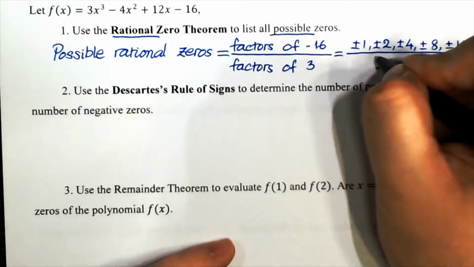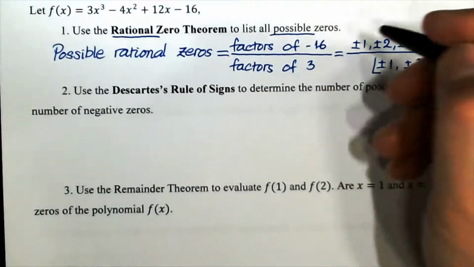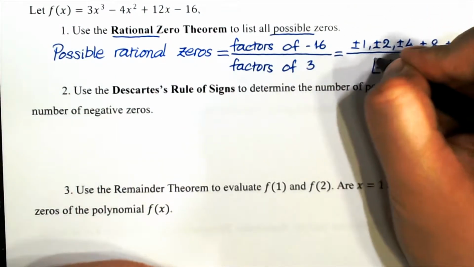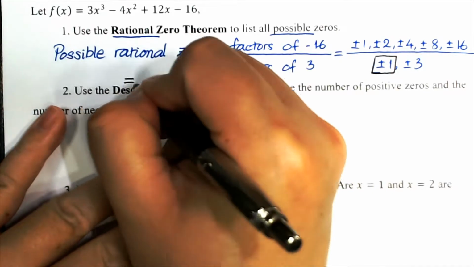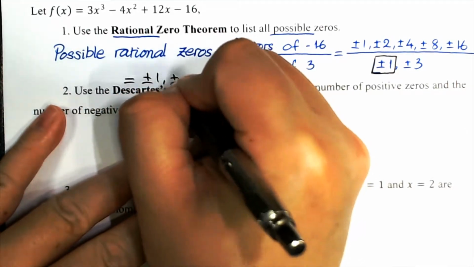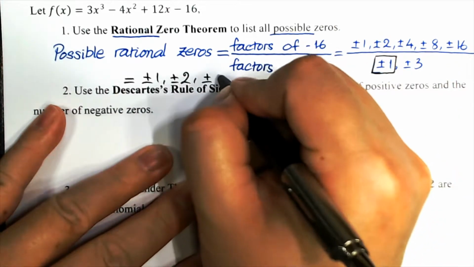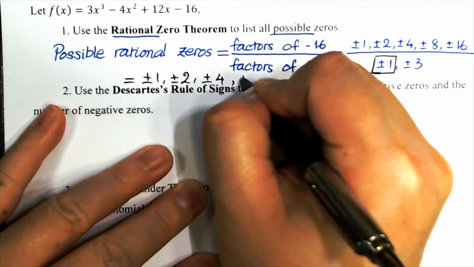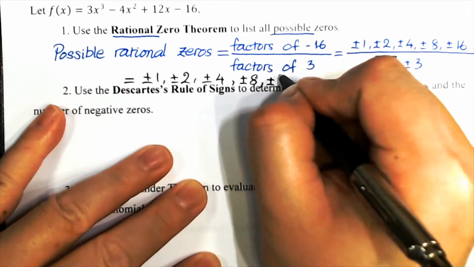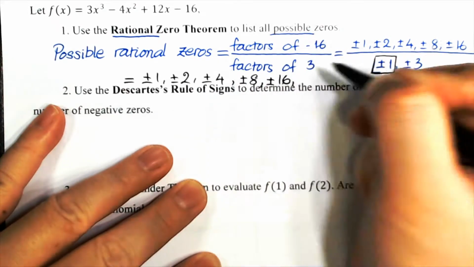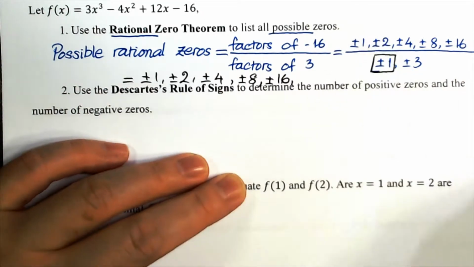So first, if we divide by 1, we'll just have 1 over 1, 2 over 1, 4 over 1, 8 over 1, and 16 over 1. And then we'll have 1 over 3, 2 over 3, and so on.